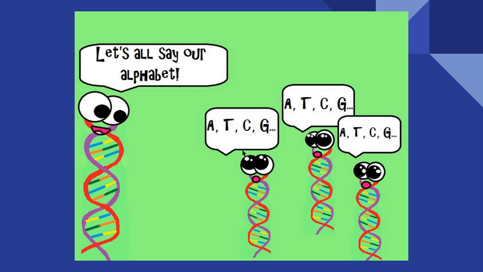This is just a quick little joke to remind you of the alphabet of DNA. If you remember, DNA has 4 bases: adenine, thymine, cytosine, and guanine. And these are just little baby DNAs saying their ABCs. A, T, C, G.